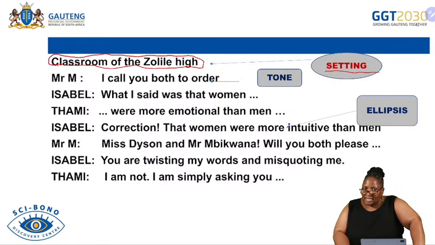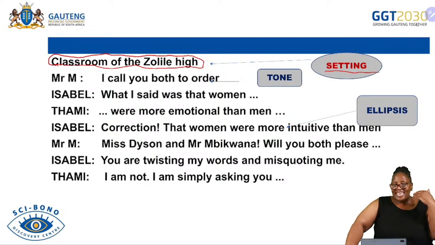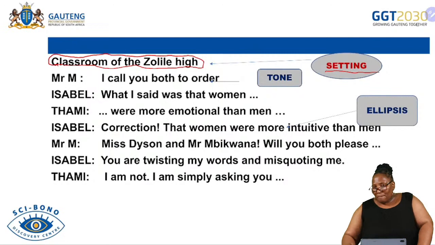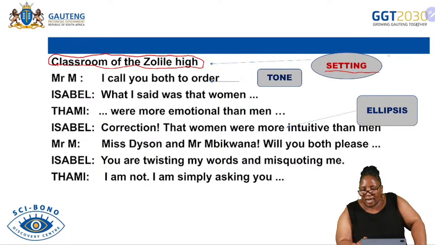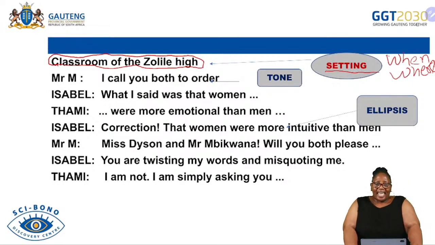And when did this take place? Or what has happened at the time? There was a heated debate. So remember, when you deal with setting, you need to have your when and where. Right, learners? Remember, when and where. That's for setting. Each time you read, remember to ask yourself these questions. Where is our Mr. M? I call you both to order.